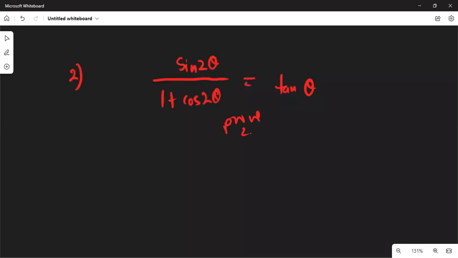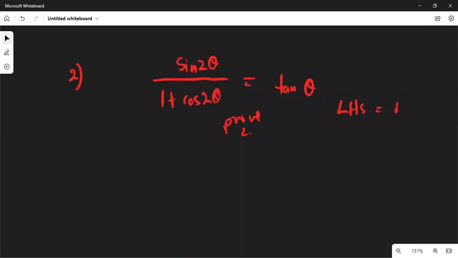Number 2, we are given something like sine of 2 theta, everything over 1 plus cos 2 theta, which is equivalent to tan theta. All right. How can we actually prove this identity? To prove is to make sure that the left-hand side must be equal to the right-hand side. Okay, the left-hand side must be equal to the right-hand side in this case. So that's what you have to prove here.